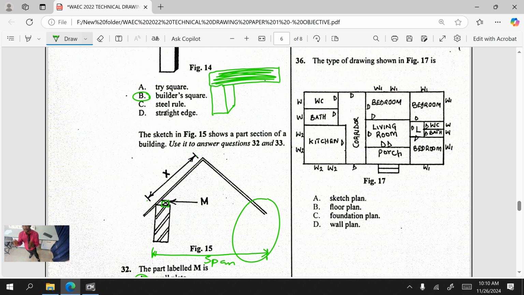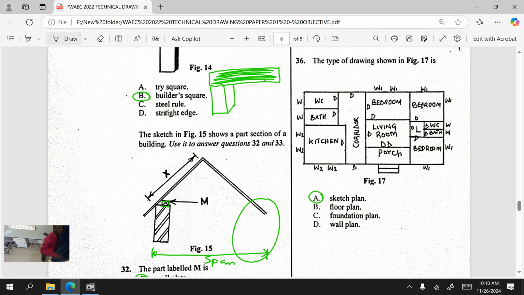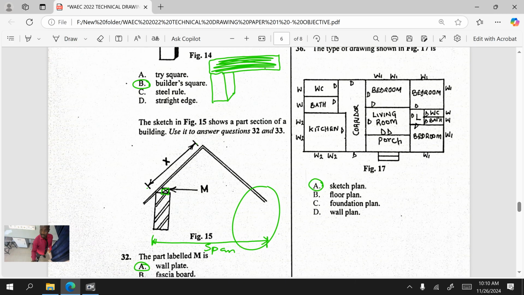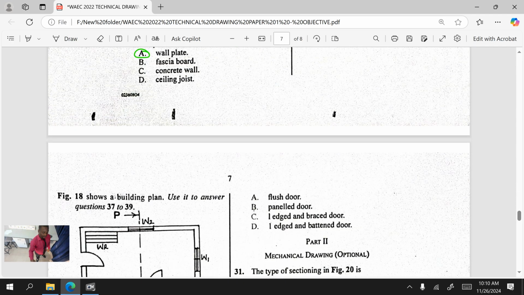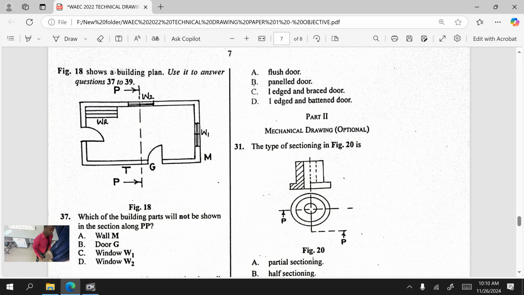It's just a sketch. They are putting those letters, W1, W2, D, to tell you that this is what should be in the floor plan. So the answer here is what? It is the sketch plan. It is a sketch, not a floor plan. They have not drawn it as a floor plan, just a sketch. So we'll go to number 37 under building.